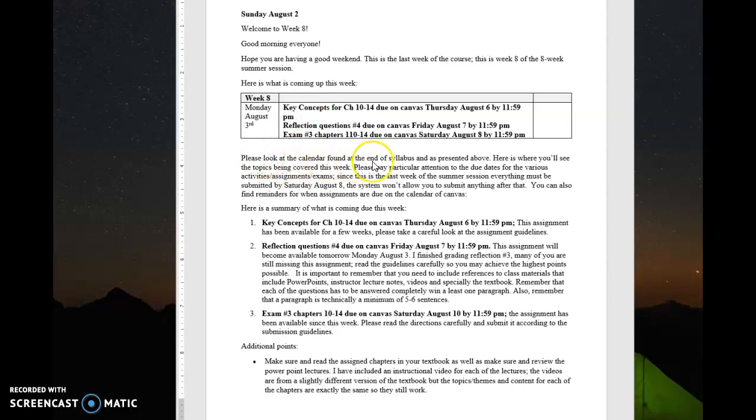Please look at the calendar found at the end of the syllabus and as presented above. Here's where you'll see the topics being covered this week. Please pay particular attention to the due dates for the various activities and exams. This is the last week of the summer session.